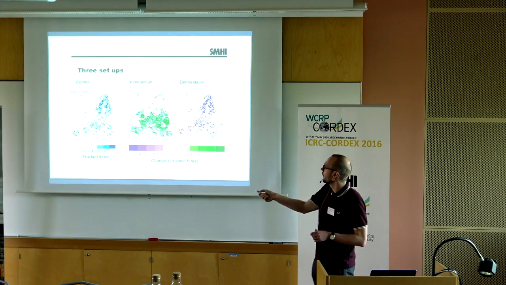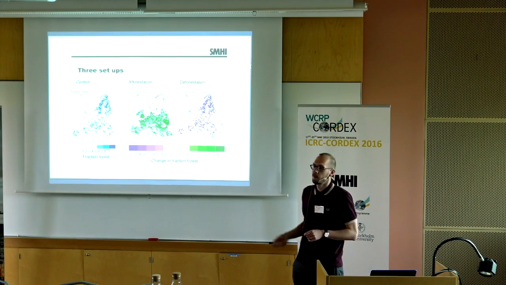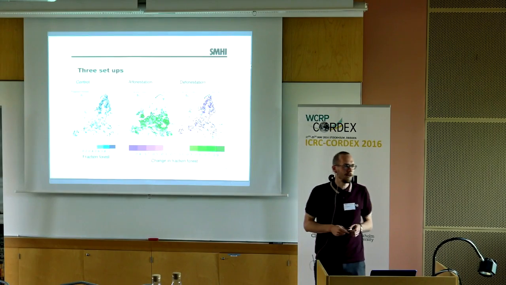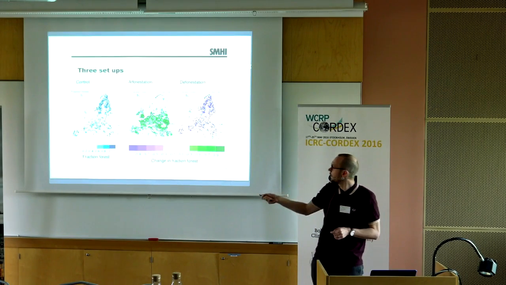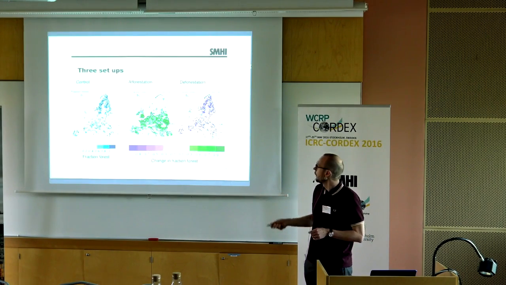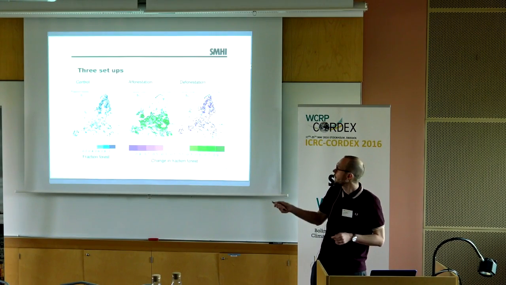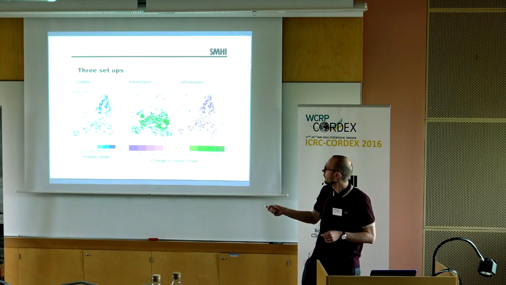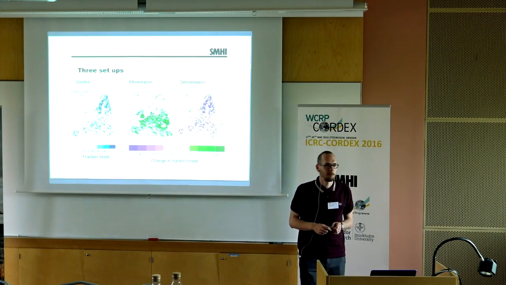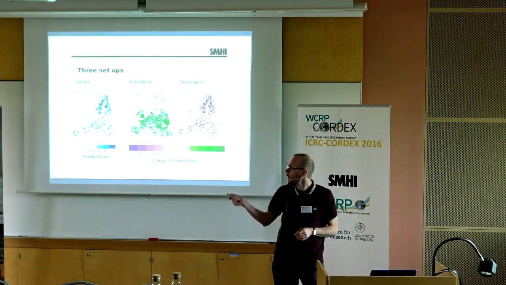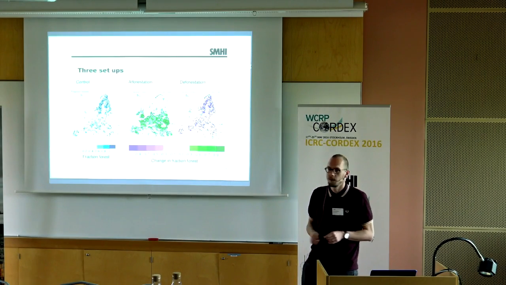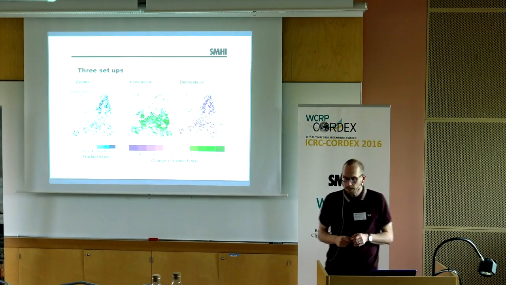I have three setups. The first one is control, the present day actual condition. And what we see here is the fraction of forest. In Scandinavia we have lots of forests, so here it's close to 1. In continental Europe we don't have that much forest, but there are some regions with quite a lot at least.